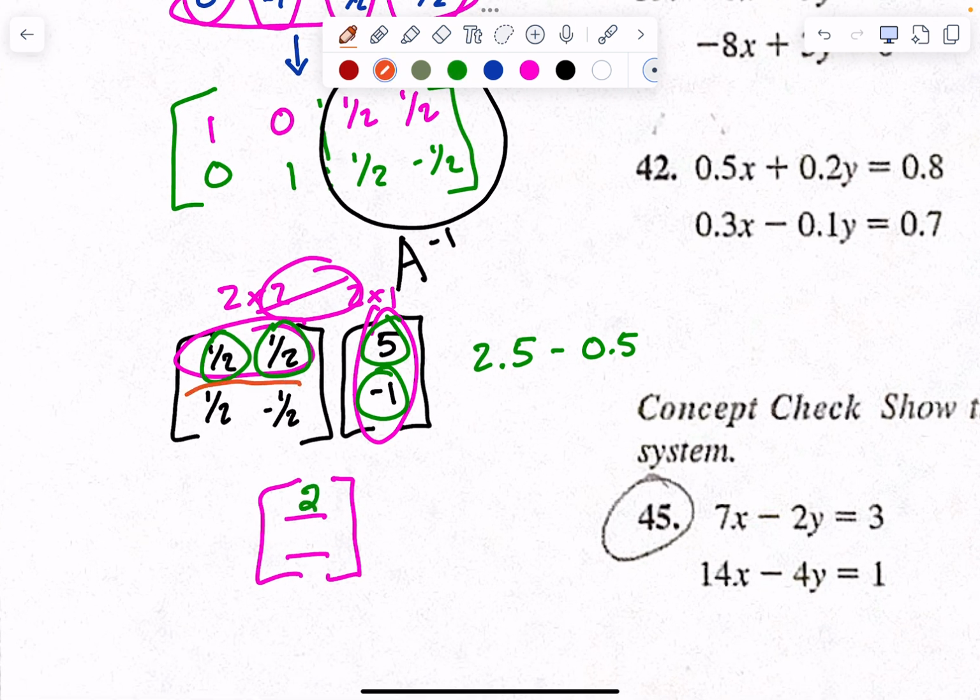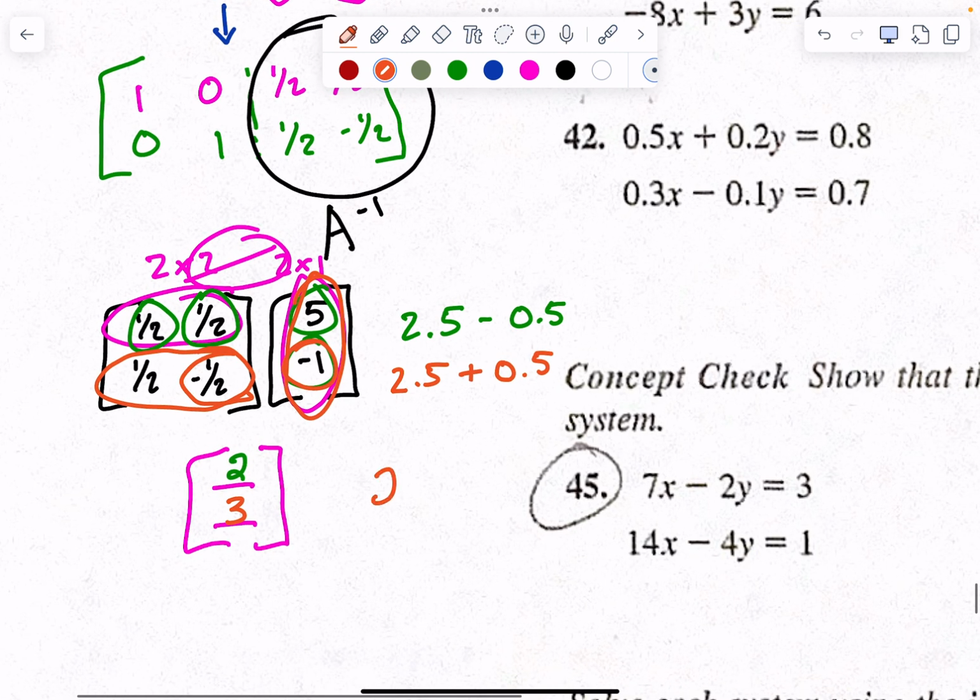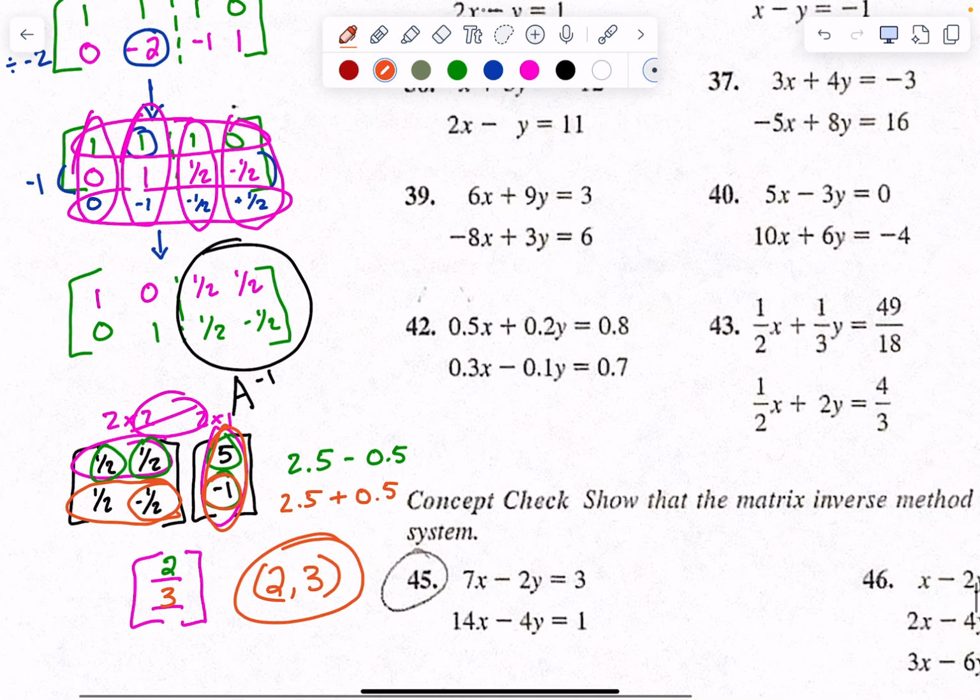Okay, bottom row. This guy and this guy. 1/2 times 5 is 2.5. What's 1/2 times negative 1? Positive 1/2, or positive 0.5, right? So that should end up being 3. So the answer to this is 2, 3.